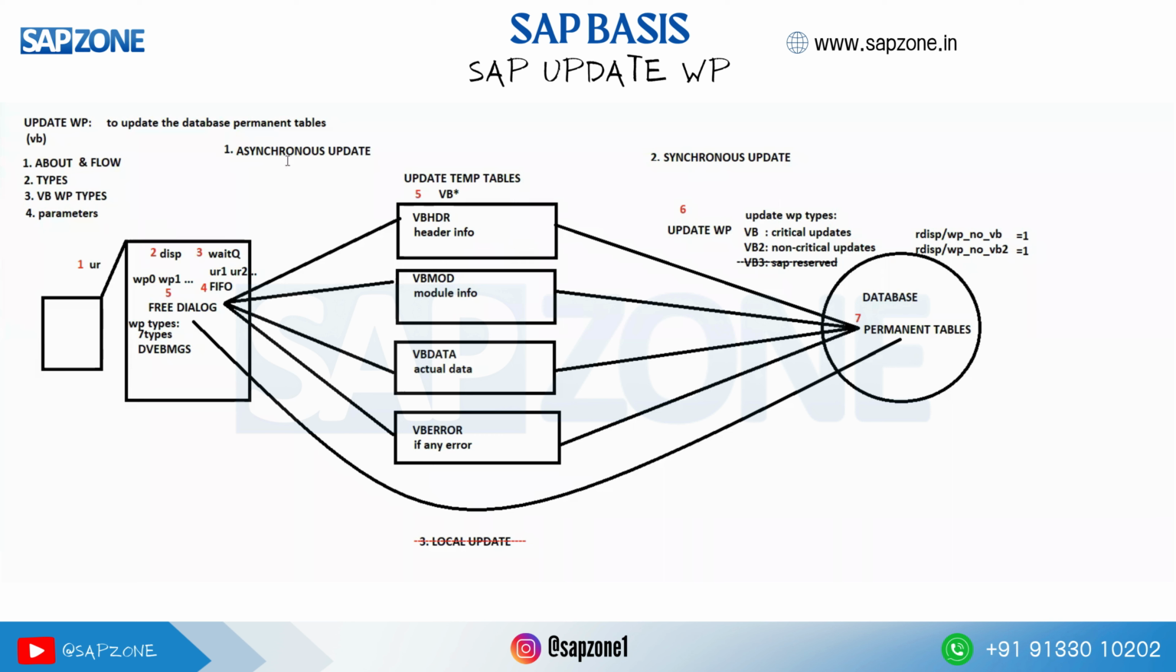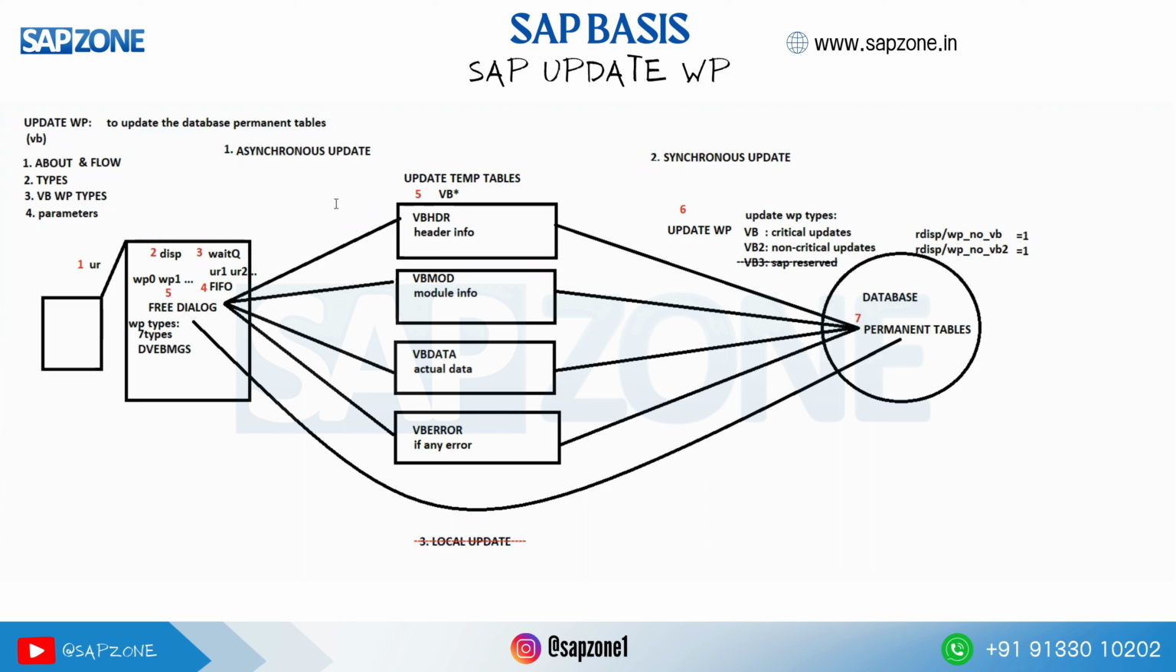I just wanted to ask: VB1, VB2, VB3 will come under the synchronous update, right? Correct. Now assume the hotel example for asynchronous update: the dialog will just give the data into the temporary tables. He won't wait for anyone until the update work process has updated the data. That is the meaning of asynchronous update.